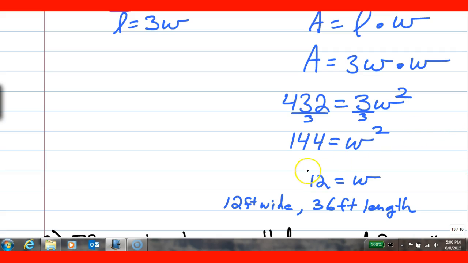So if I look at that, and I take the square root of both sides, it actually clears out the square root on my W to make it a single W, and the square root of 144 is 12. So my width is 12. Now I need to go back and find my length. Well, if I look up here, I still have it on the page. My length is equal to 3 times the width. So 3 times 12 is going to get me my length. So my length is 36 feet.